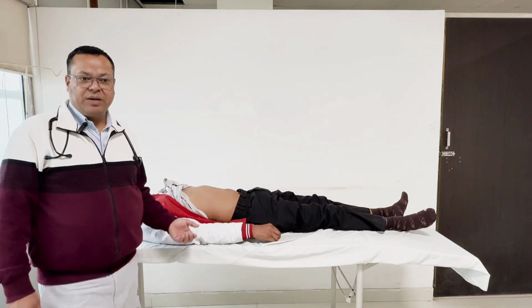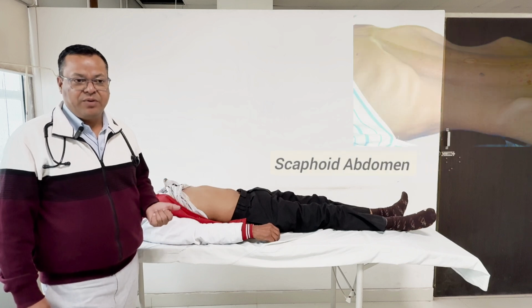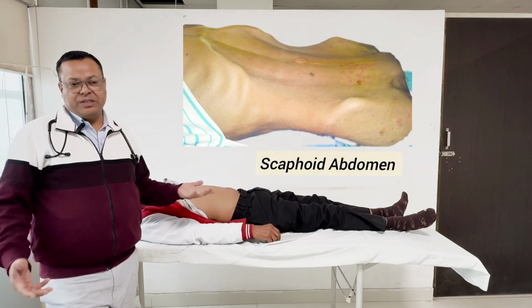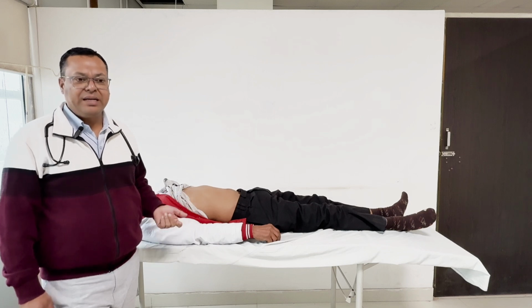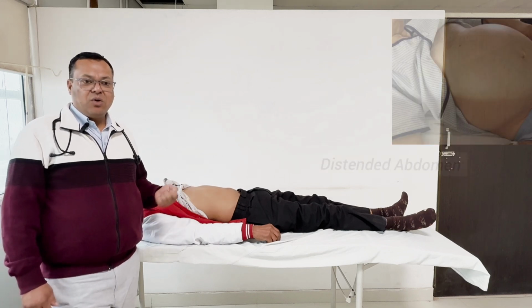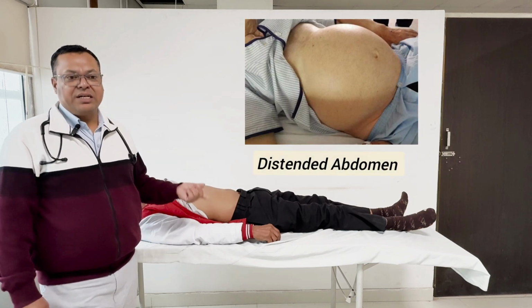What are other shapes of abdomen? There may be a scaphoid abdomen. In scaphoid abdomen, the patient may be malnourished, or may be a known case of any malignancy. Third one is the ovoid or the globular or the distended abdomen.